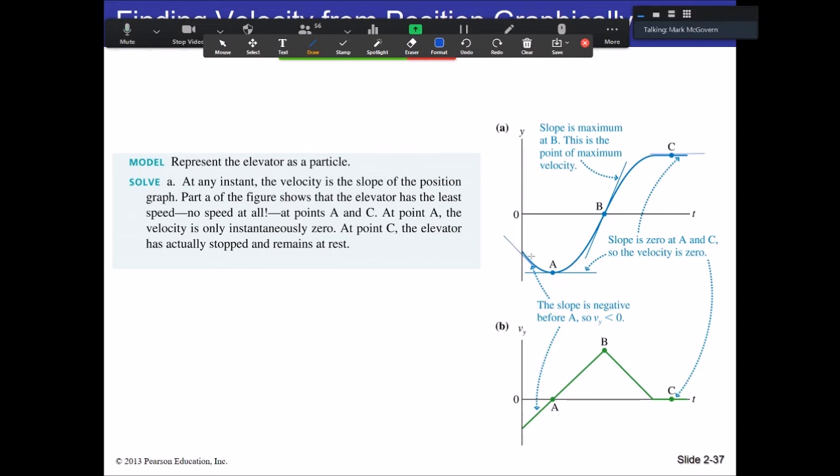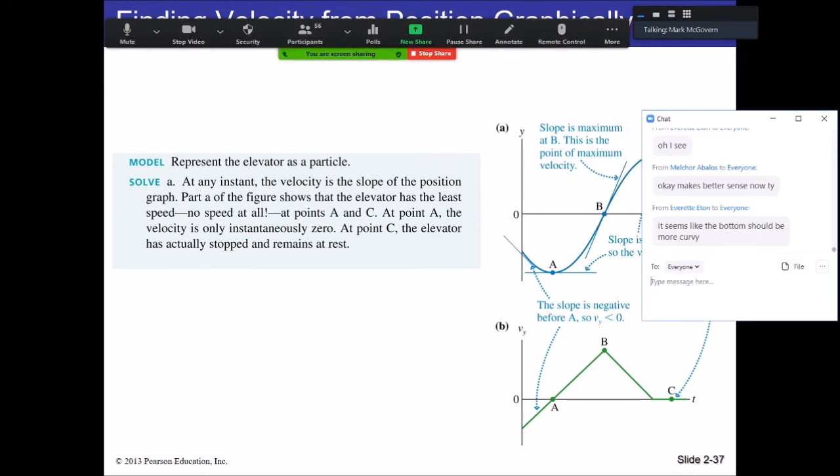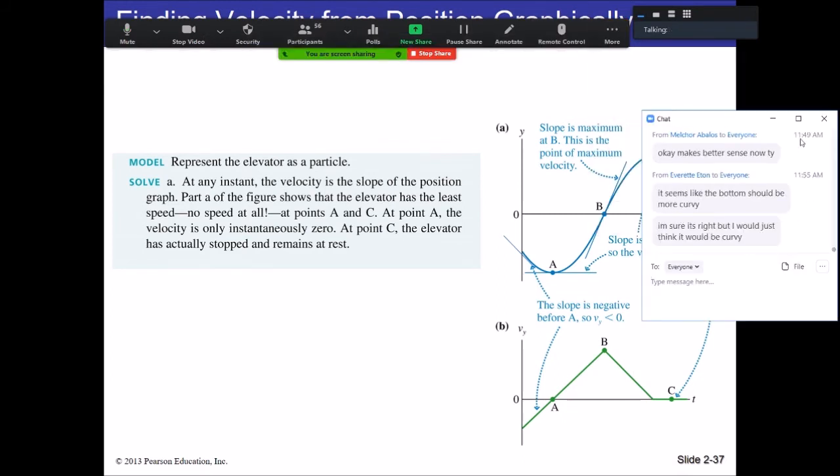I mean, this is supposed to be a parabola from the origin to B. And then B is partially a parabola until you reach, it's a little complicated if you actually want to model them with functions or something.